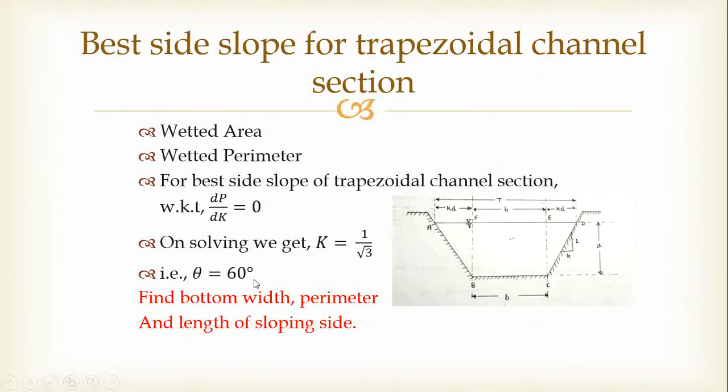Once you get theta as 60 degrees, find the bottom width value, find the perimeter value, and length of one of the sloping side. Just solve this problem. If you have any doubts, you can just comment. I will help you in solving this. Please try to solve this. Just simple mathematics. Differentiate the perimeter with respect to K and equate it to 0. You should get K is equal to 1 by root 3, and on solving you will get theta as 60 degrees.